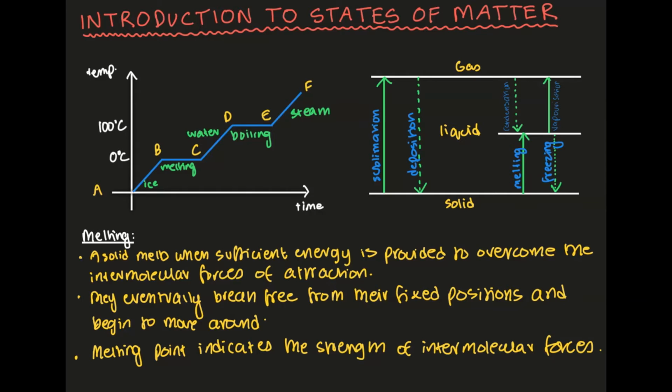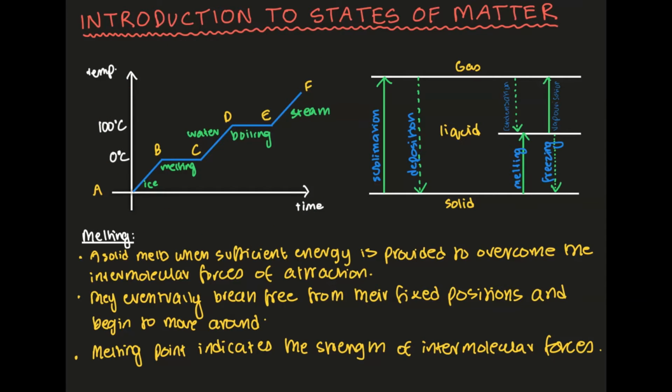So after that, if you continue to heat this water, the temperature is going to increase, and when it reaches 100 degrees Celsius, it's going to boil. So between D and E, the temperature is again going to be constant because the change of state is occurring. And between E and F, you're going to have a temperature that's above 100 degrees Celsius, so it's going to be steam. So this is the first diagram that I wanted to discuss.